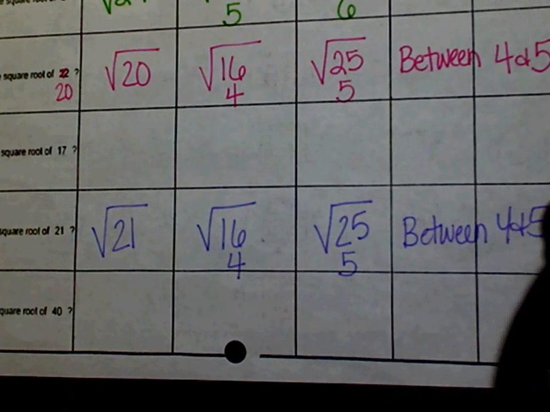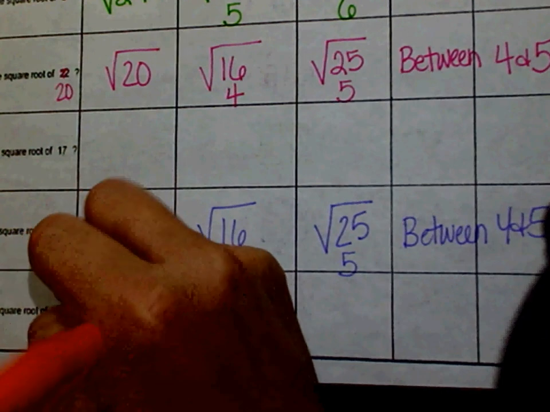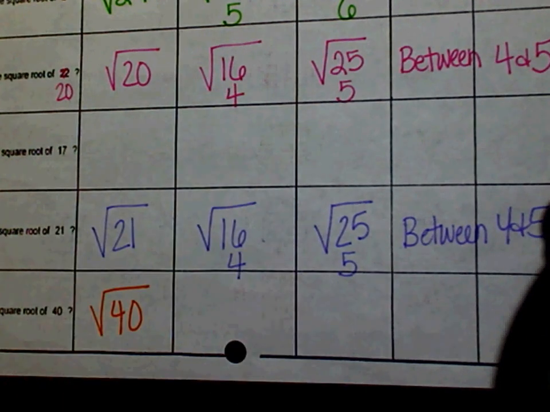Okay, let's try 40. Square root of 40. Go ahead and pause the video, try it on your own, and then come back and check. Okay, so 40, we could do 1 times 40, those aren't the same. 2 times 20, those aren't the same. 4 times 10, those aren't the same. So nothing that we combine is going to be the same two numbers to get to a total of 40.